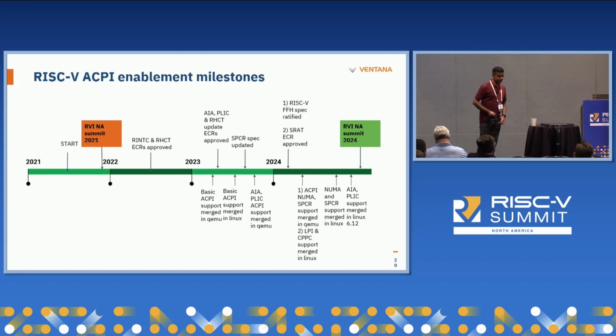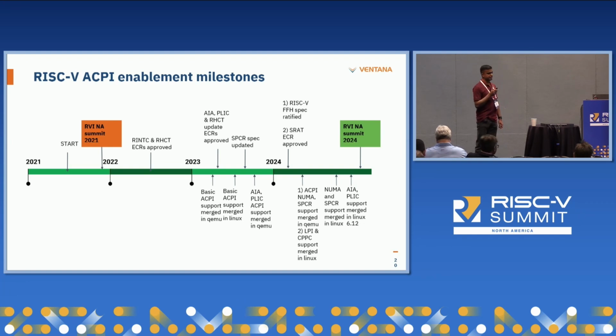Okay, so these are the enablement milestones we achieved. In 2021, we started this effort under the RISC-V platform HSC group. And at the 2021 summit, I presented the early insights on what we need to do to enable ACPI. It was a very early insight. And today in 2024, I'm happy to share that we have achieved that RISC-V completely supports ACPI. Between these 3 years, the top of this timeline diagram shows all the specifications we got approved.